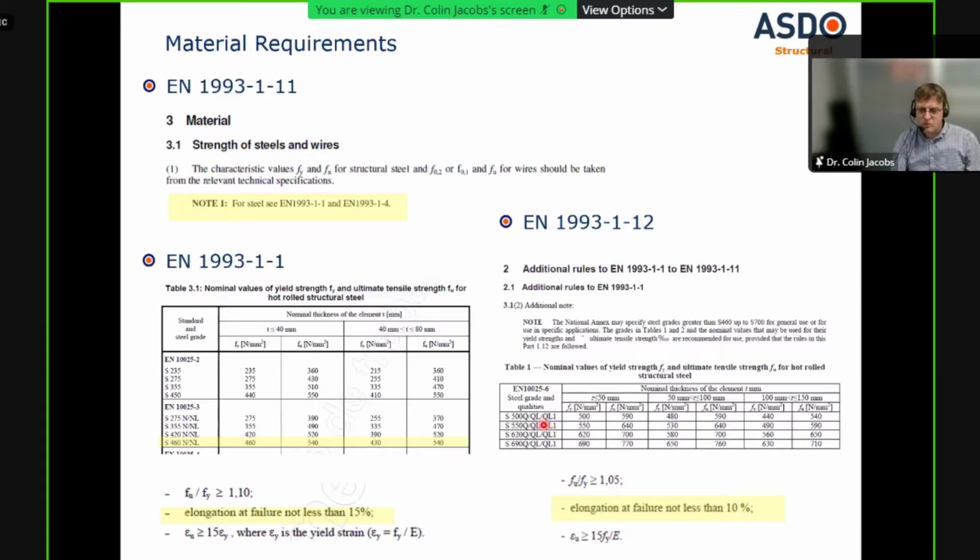So one thing to note also between the Eurocodes and the Indian codes, if you're at 460 or below, your elongation should be a minimum of 15%. If you're using the higher strength, they allow you to go down to 10%. So basically, the higher strength you've got, the less ductility you're going to have. So it's just one thing to be aware of if you're looking at Eurocode material.